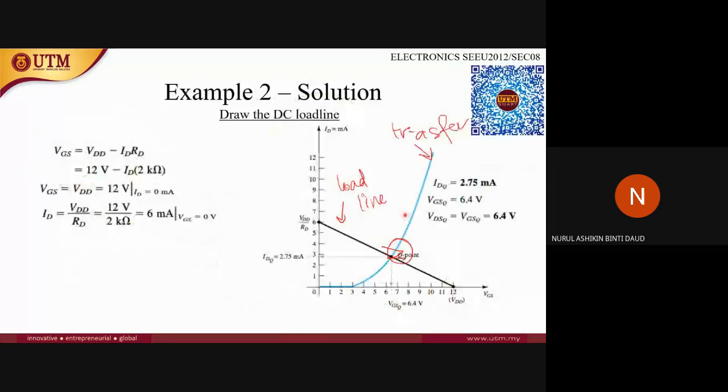Since VDSQ is equal to VGSQ at the Q point, it means that VDSQ is also 6.4 volts. At the Q point, the VDSQ value will be the same as VGSQ, which is the optimum value for the E MOSFET to operate.